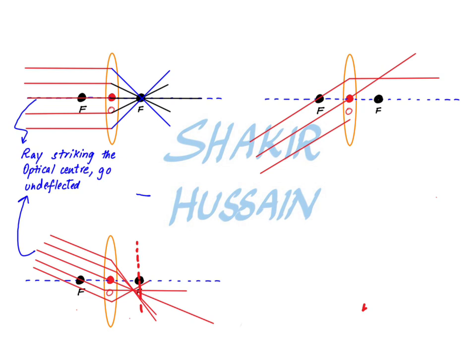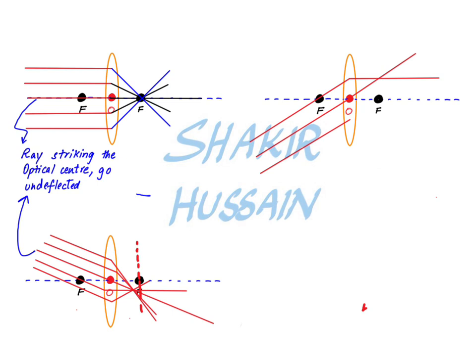Parallel rays will meet at the focal point. Parallel to the principal axis, they will meet at the focal point. But if they are parallel together, not parallel to the principal axis, they will not meet at the focal point. They will meet somewhere on the focal line. Right? Focal plane. Got it?